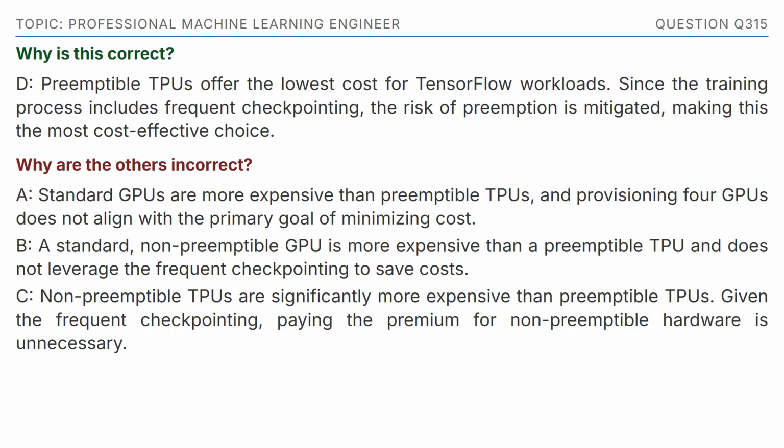Why are the others incorrect? A. Standard GPUs are more expensive than preemptible TPUs, and provisioning for GPUs does not align with the primary goal of minimizing cost. B. A standard, non-preemptible GPU is more expensive than a preemptible TPU and does not leverage the frequent checkpointing to save costs. C. Non-preemptible TPUs are significantly more expensive than preemptible TPUs. Given the frequent checkpointing, paying the premium for non-preemptible hardware is unnecessary.